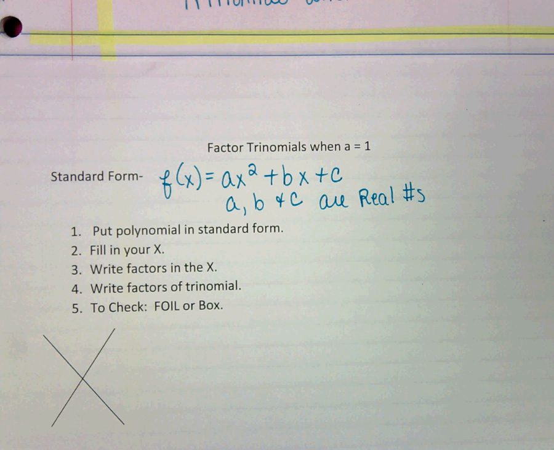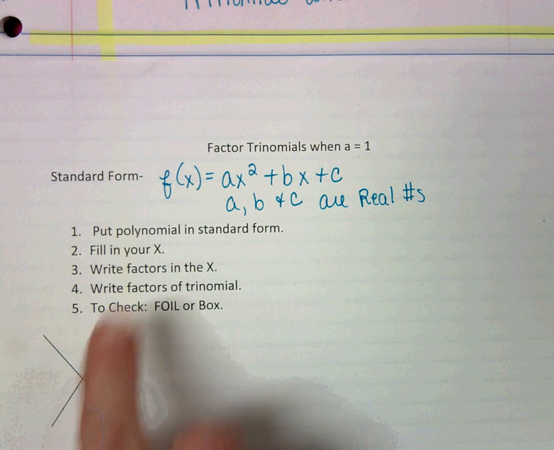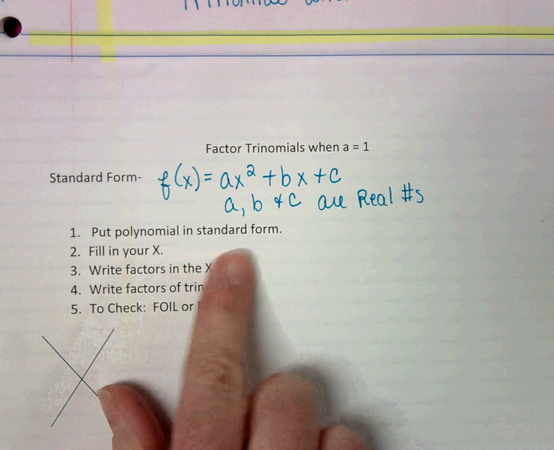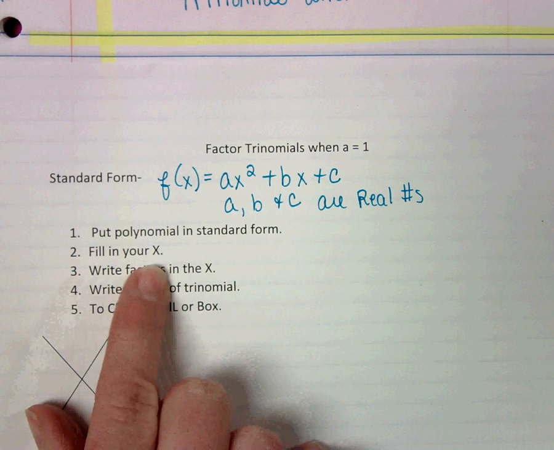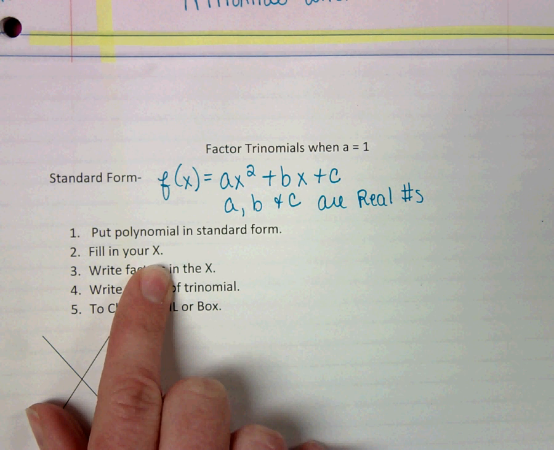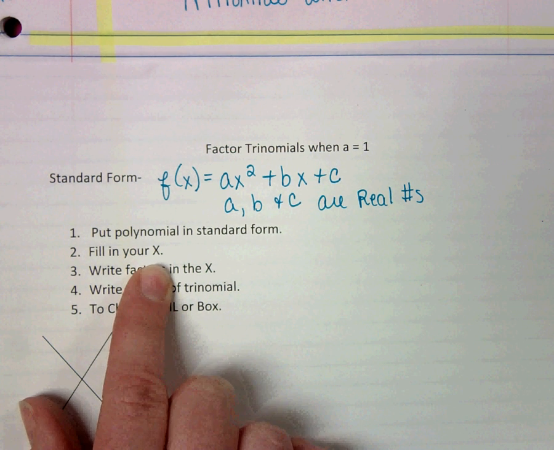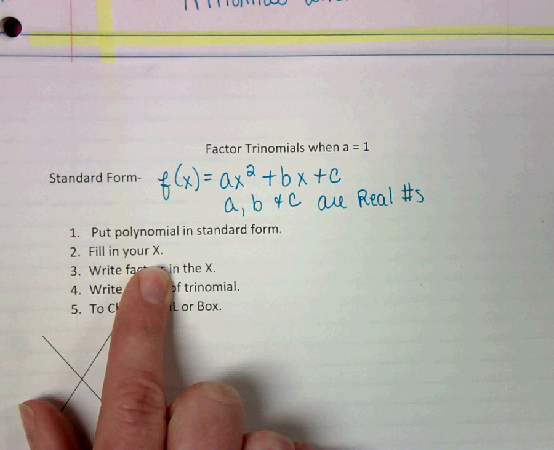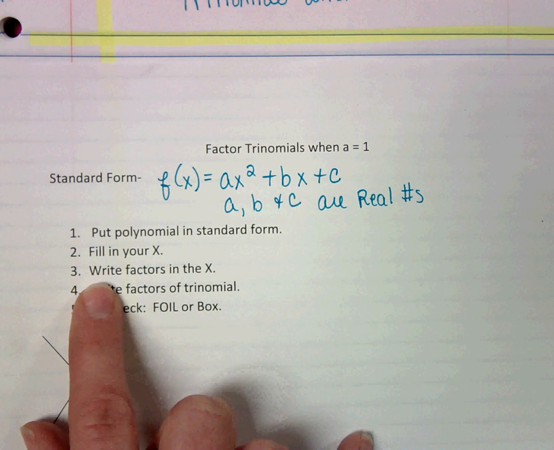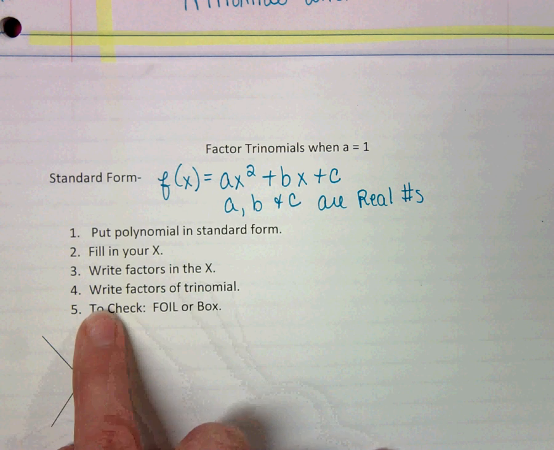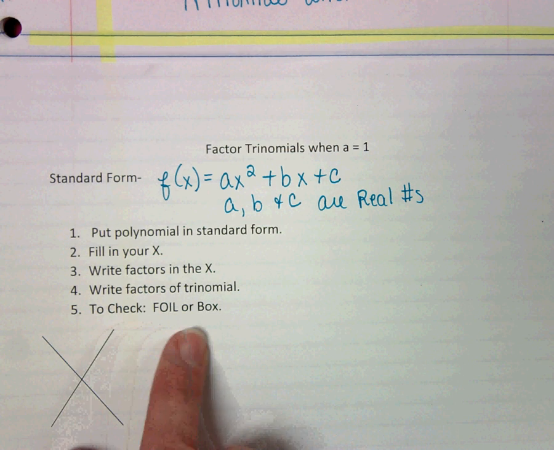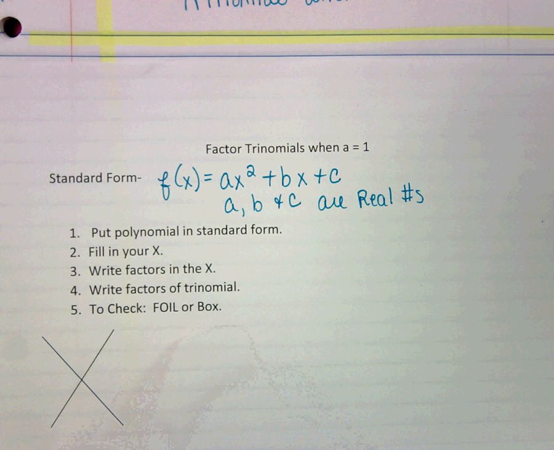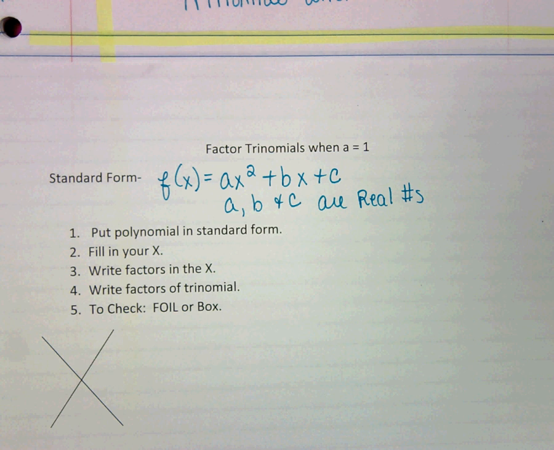So the first step we want to think about is making sure that our trinomial is in standard form. We're going to use an x to help us organize our thoughts. A lot of you may find you don't need the x, but I'm going to teach you how to do it this way to help you think of your factors. We're going to write our factors in our x, and then we're going to write the factors of our trinomial. To check our solution, we can multiply our factors back together using FOIL or the box method.